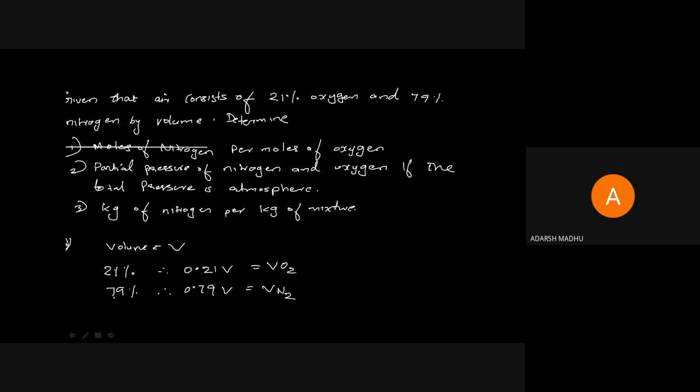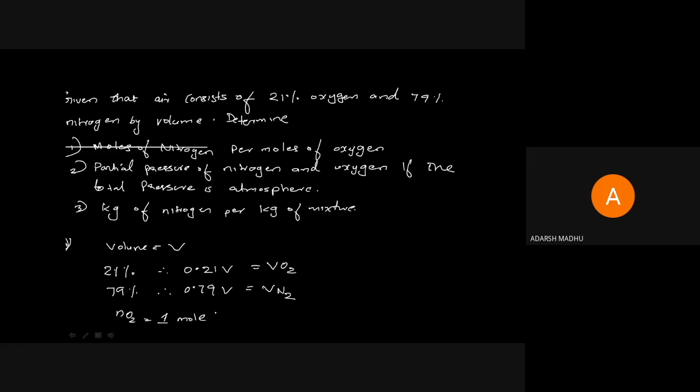Then, what is the number of moles of oxygen in the mixture? We are taking the first question, which is to find out moles of nitrogen per 1 mole of oxygen. So we can consider the number of moles of oxygen as 1, that is, per 1 mole of oxygen. Small n is the number of moles, so nO2 equals 1 mole.